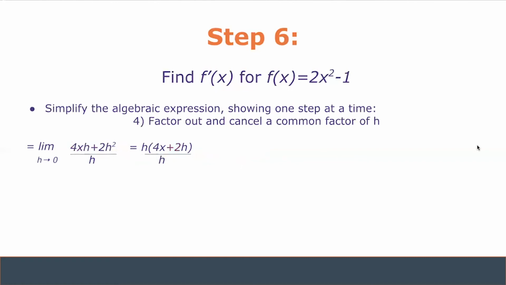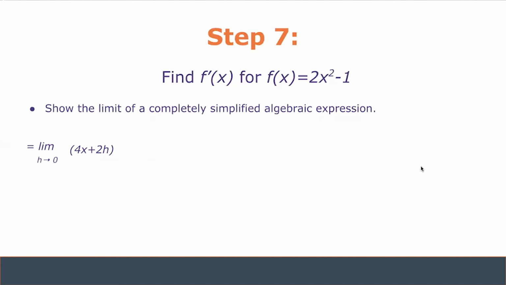Step 6 is to simplify the algebraic expression by factoring out and canceling a common factor of h. In this case, we have an h in our 4xh expression and an h in our 2h squared expression. We can then pull one h out from each of those to give us h times 4x plus 2h. We can then divide the denominator h into h to cancel the h out because h divided by h just equals 1.